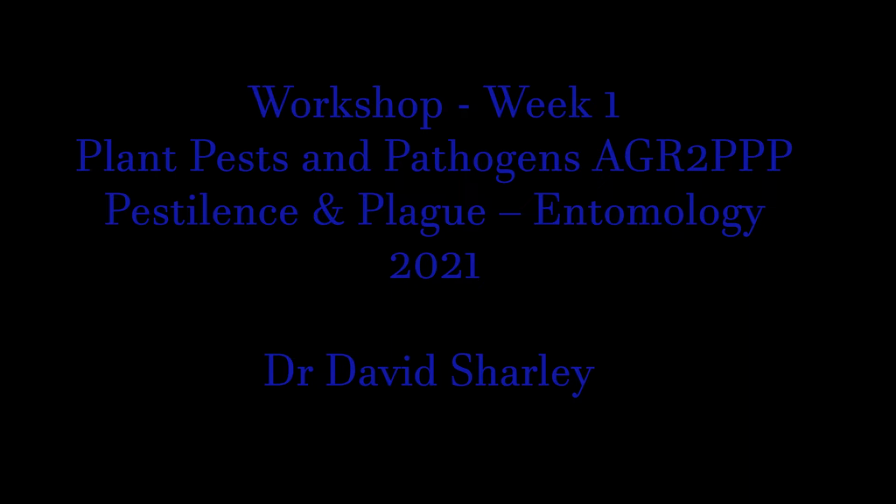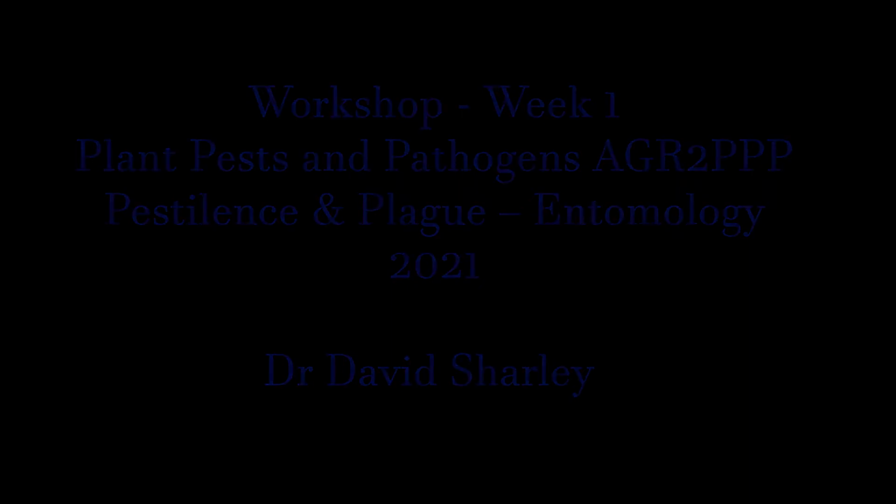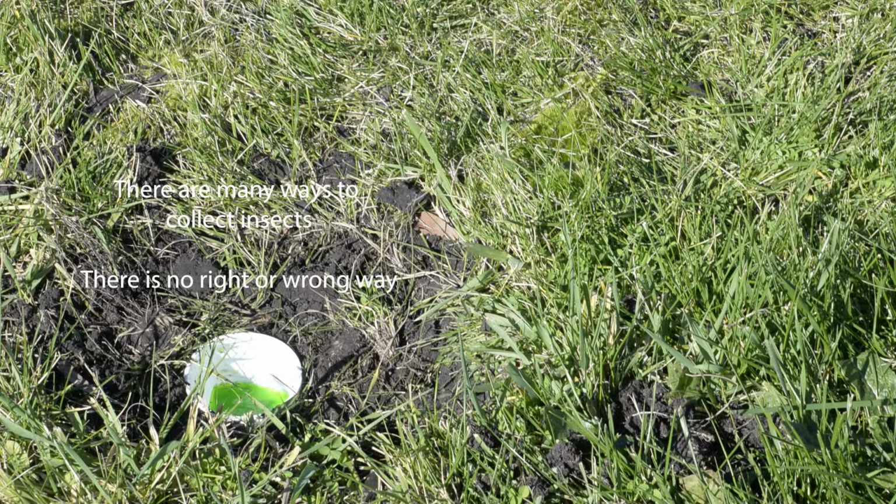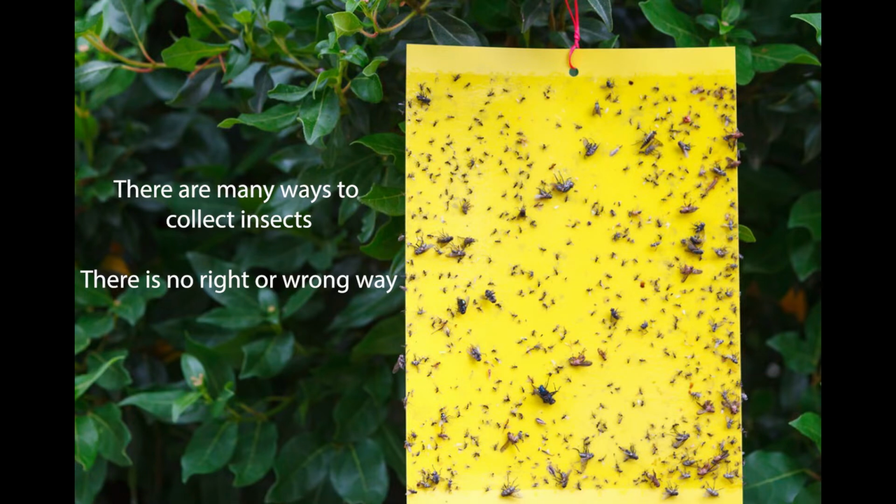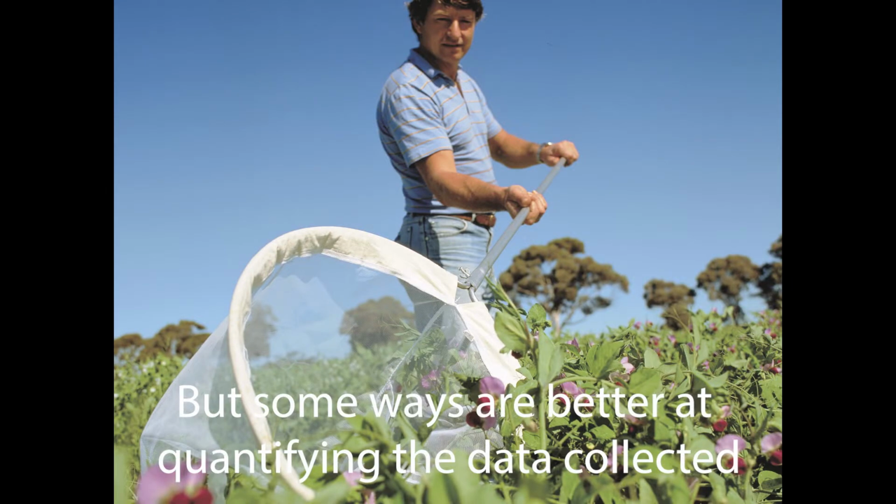So as part of the workshop today, we will be looking at the different ways that you can collect insects. There are a whole lot of different ways that you can collect insects. However, there are certain ways that make it easier to assess systematic sampling programs. Some of these include pitfall trapping, yellow sticky trapping, and sweep netting. So we will be actually running through a demonstration on how to do pitfall trapping and yellow sticky trap sampling.